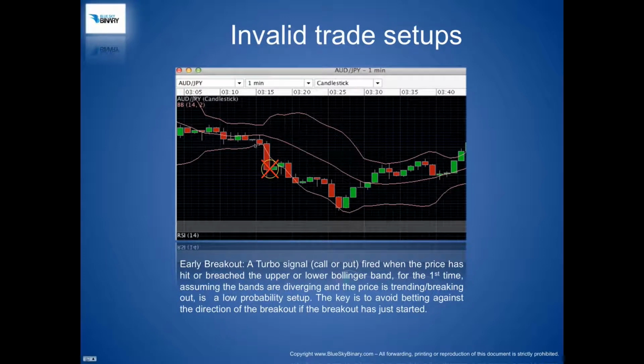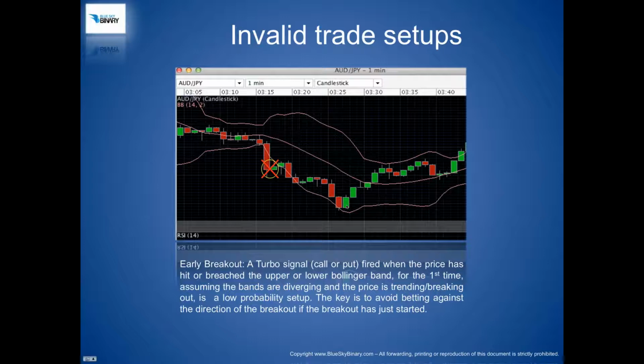Let's discuss some invalid trade setups. Now, as a corollary to what I just mentioned about the late breakout, of course, an invalid trade setup by logic would be the early breakout. Right? So a turbo signal call or put that's fired when the price has hit or breached the upper or lower band for the first time. Mind you, in this case, it's just the first time, right? And again, assuming that the bands are not flat, but they're actually trending down or diverging, this basically is a very low probability setup. If you go call here, the price is probably going to push itself down further and you're going to expire out of the money.